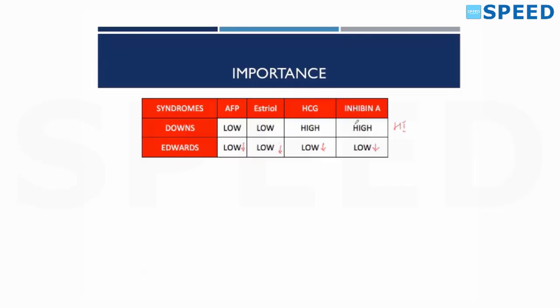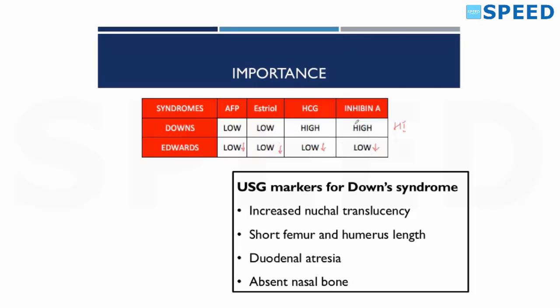What are the ultrasound markers of Down syndrome apart from these four hormonal imbalances? So the other aspects of Down syndrome include increased nuchal translucency, a nuchal pad thickness of more than 6 mm by the 15th week of intrauterine life, short femur and humerus length, duodenal atresia, and absent nasal bone. All these are ultrasound markers which can be pointing towards Down syndrome. So we go to the next question.